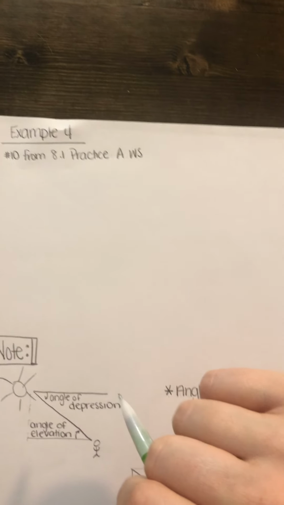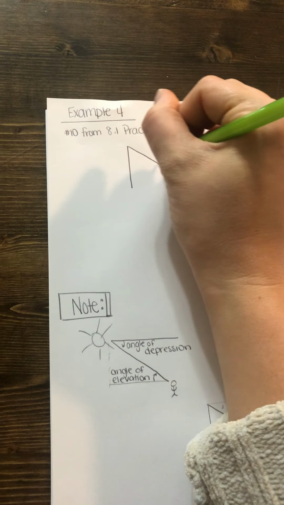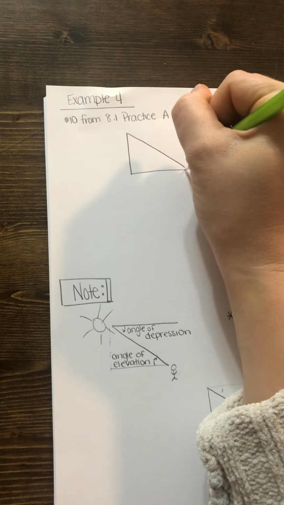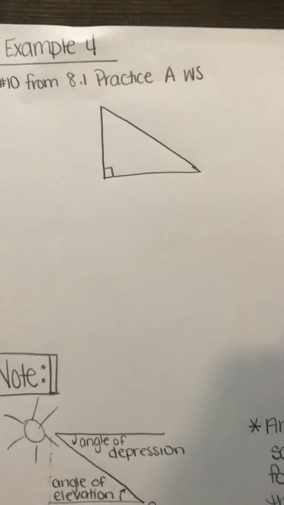So example 4 is number 10 from the worksheet, and it is a word problem. So it says a parasail rider is attached to a boat with a rope of 80 feet, or that is 80 feet long. The angle of elevation from the boat to the parasail rider is 36 degrees. Estimate the parasail rider's height above the boat. And we round to the nearest tenth. So if we're doing that, we always draw a triangle for our word problems because that's what we're working with, our right triangles. Okay, always draw your right angle.